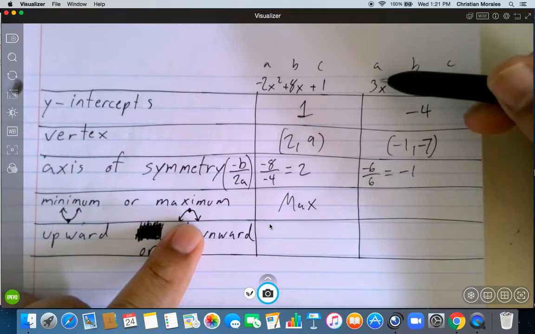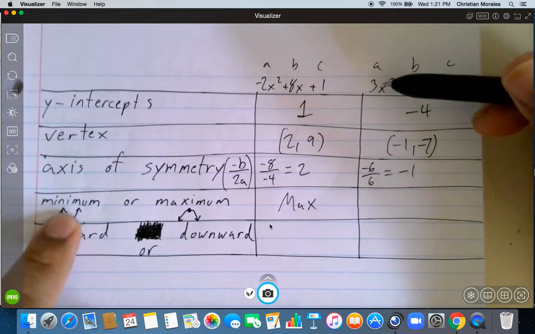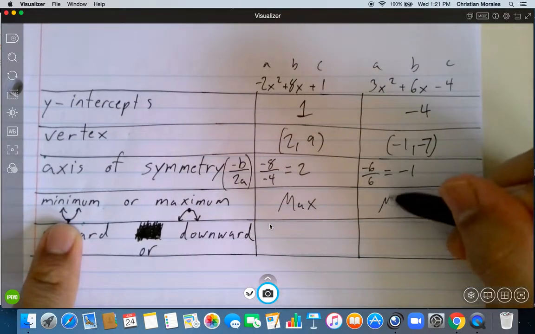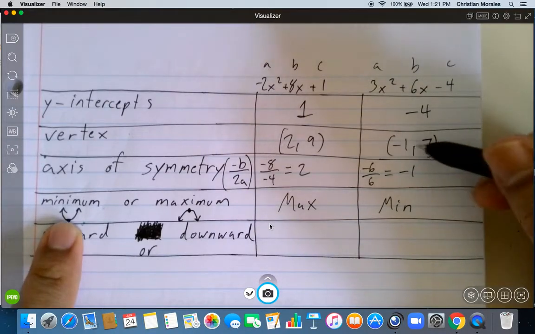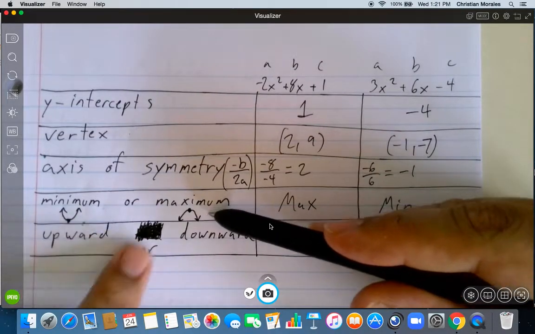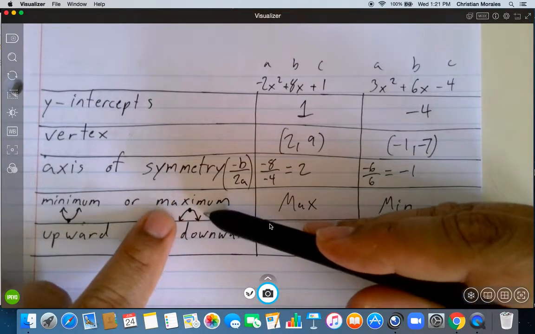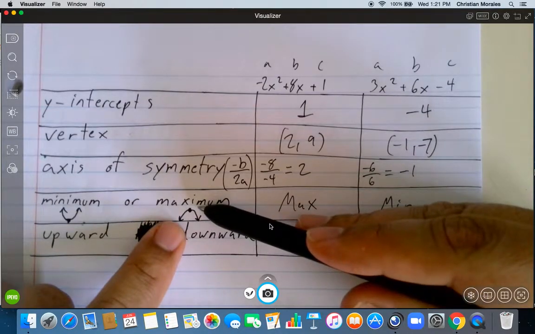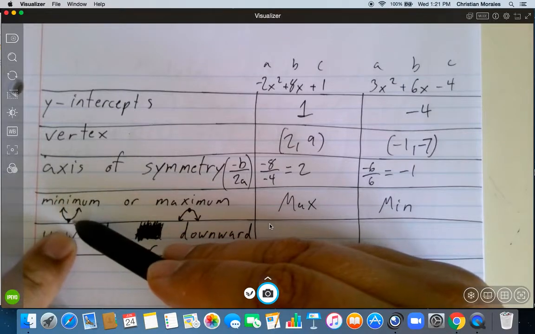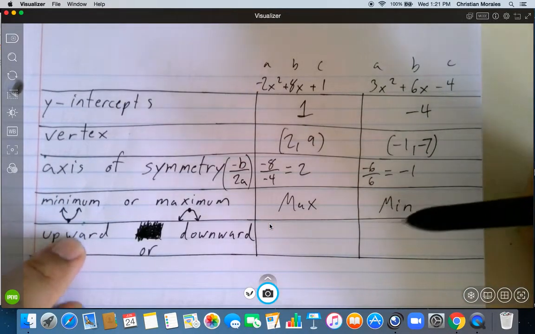Here, this is positive. So it goes up. That means that this point is actually the minimum. And it has nothing to do with the negatives. It has to do with the shape of the parabola. If it's a parabola that's going down, you have a maximum point as the highest point. If you have a parabola that's going up, then the middle point is a minimum because it's the lowest point. Okay? So keep that in mind.